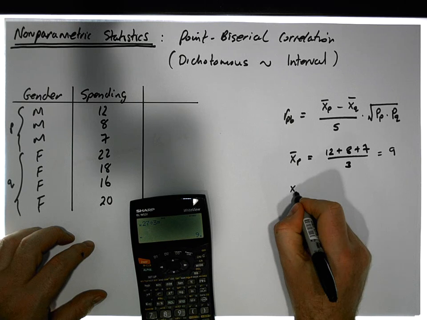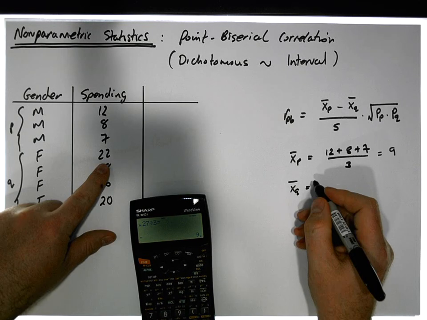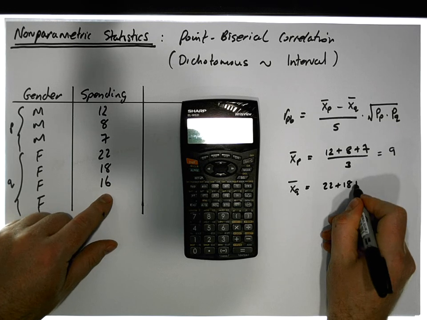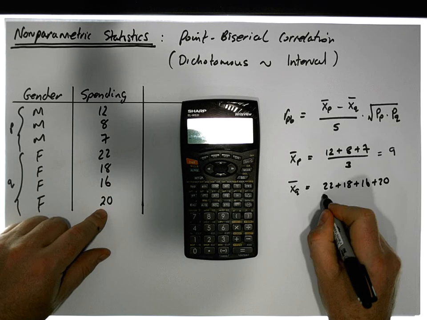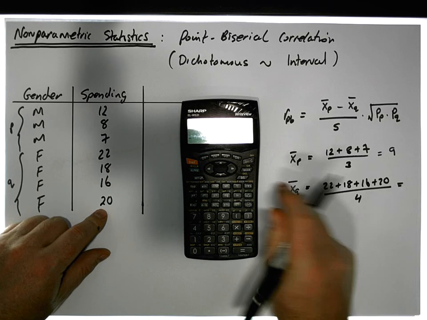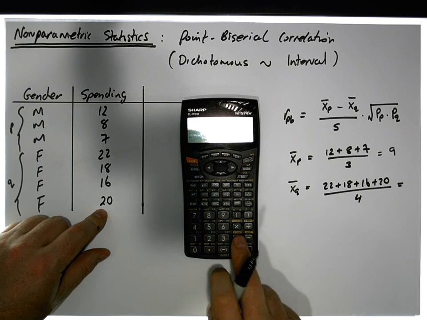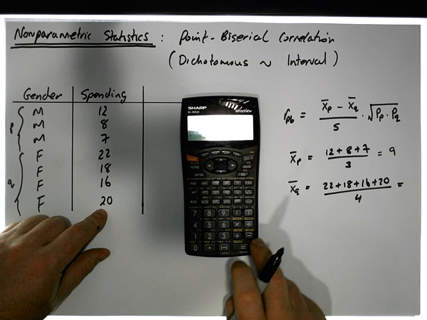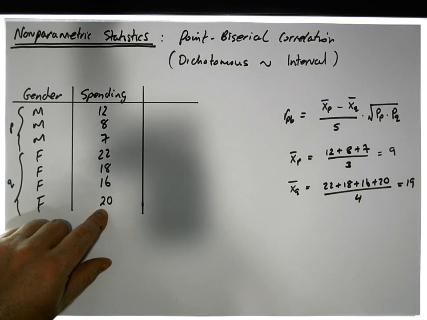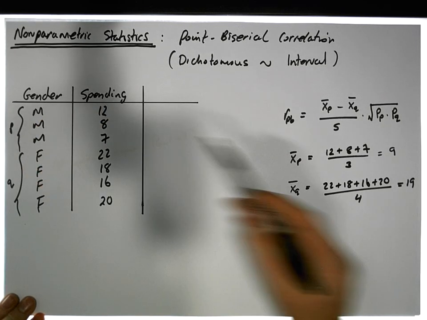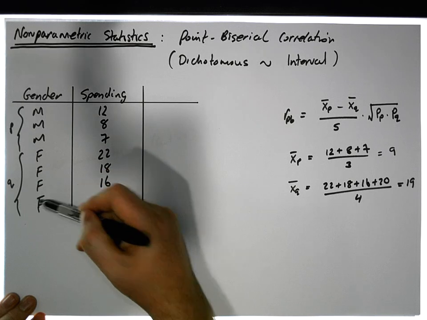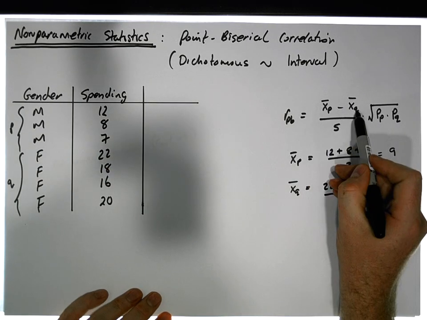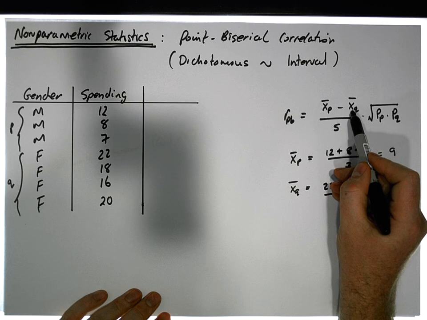Then we have X̄Q, the average of the second group. The four observations are 22, 18, 16 and 20, divided by 4 this time. That gives us a value of 19. So the average of the first group, which are males, is 9. The average of the second group, females, is 19.